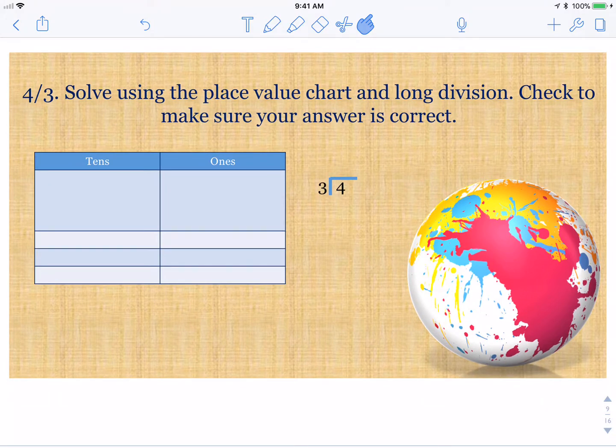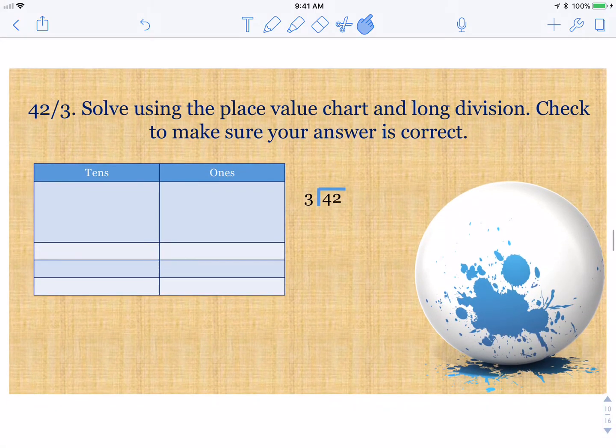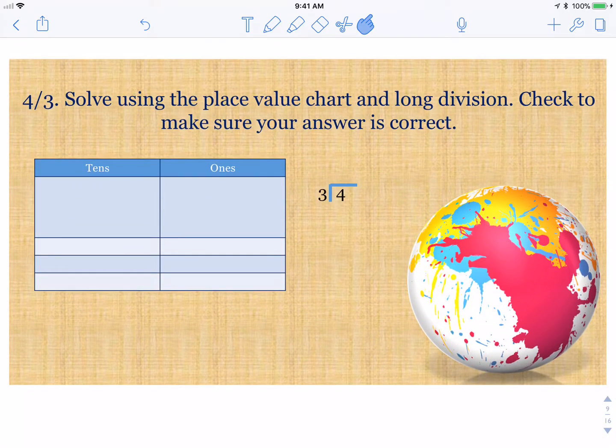Okay, solve using the place value chart and long division. Check to make sure your answer is correct. 4 divided by 3. Somehow I feel like that might have needed to be 40 divided by 3. And I'm going to go ahead and add, it's 4 divided by 3. Okay. So go ahead and solve it. You're going to have a remainder.